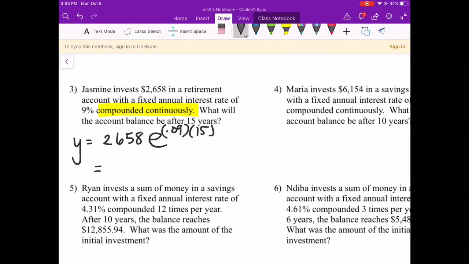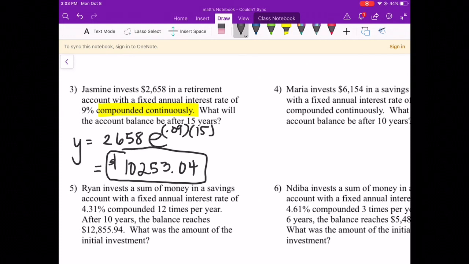So I'm going to go ahead and type this in my calculator now. 2,658, and then second function to get my E onto my calculator screen. And then now I'm going to go ahead and type in 0.09 times 15, and that should give me $10,253.04. And that, again, is how we're going to do this. Our setup, again, is from that PERT formula. Make sure that you're using your calculator to find E and anything that requires E to solve.